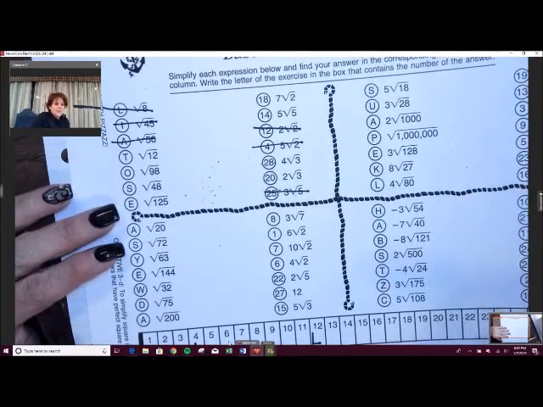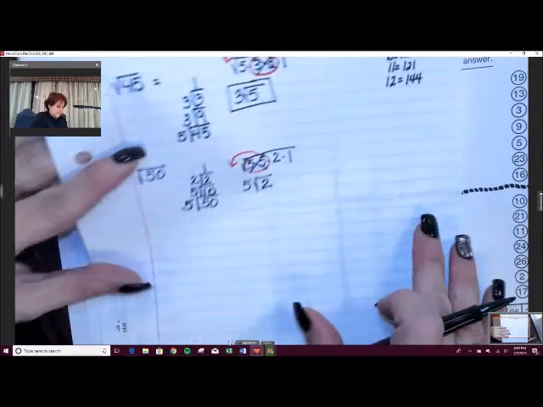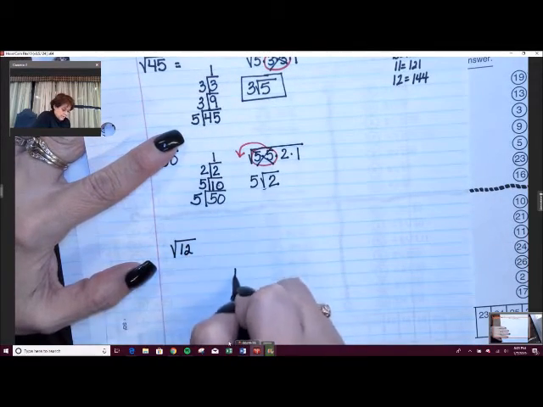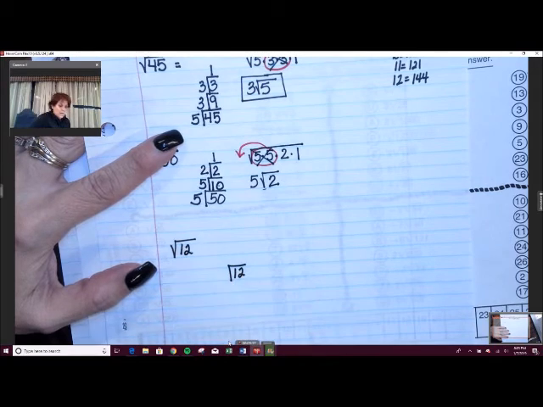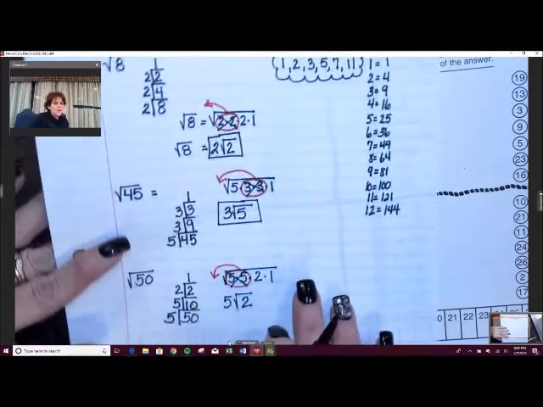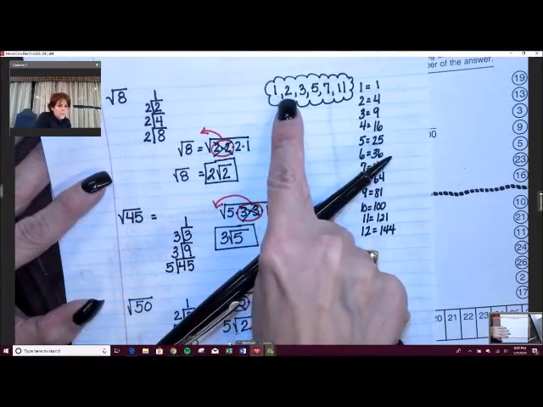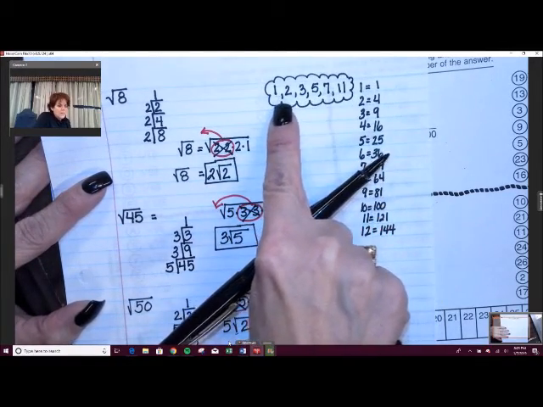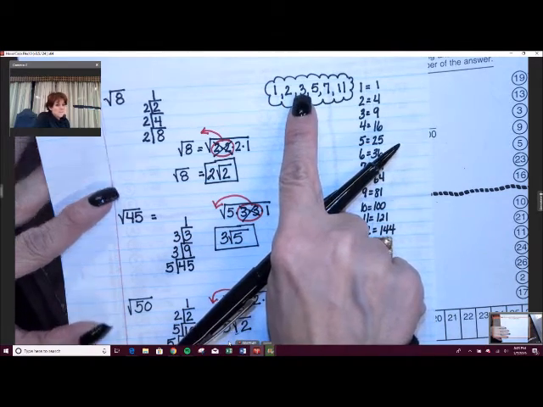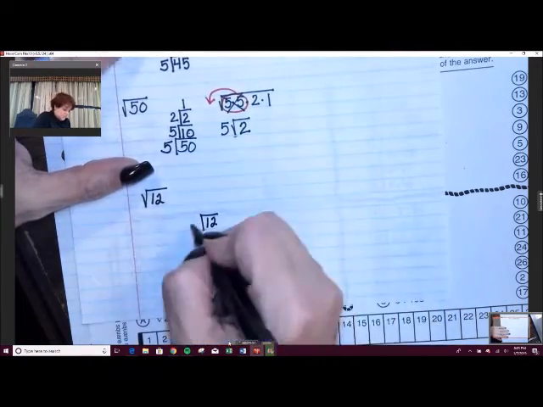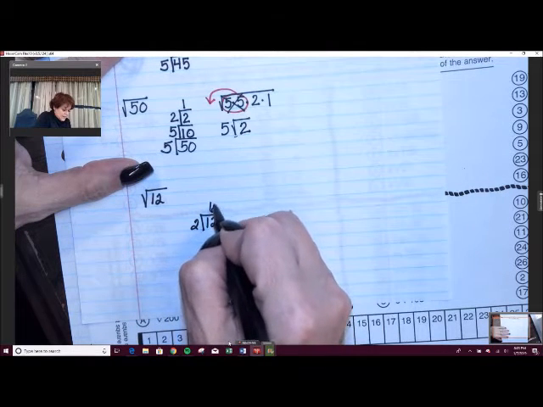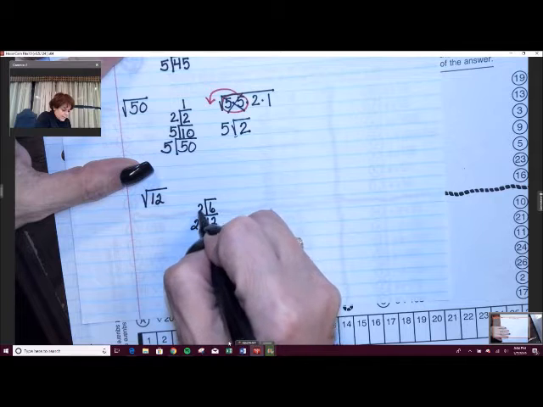All right, so let's do 12. All right, so the square root of 12. What prime number? Now you may be thinking, oh, we could divide by 4. We could. But is 4 one of those prime numbers? No. So we should probably start with either 2 or 3. I'm going to start with 2. Just 2 is kind of the one that jumps out at me. 2 goes into 12 6 times. I'm going to divide by 2 again.